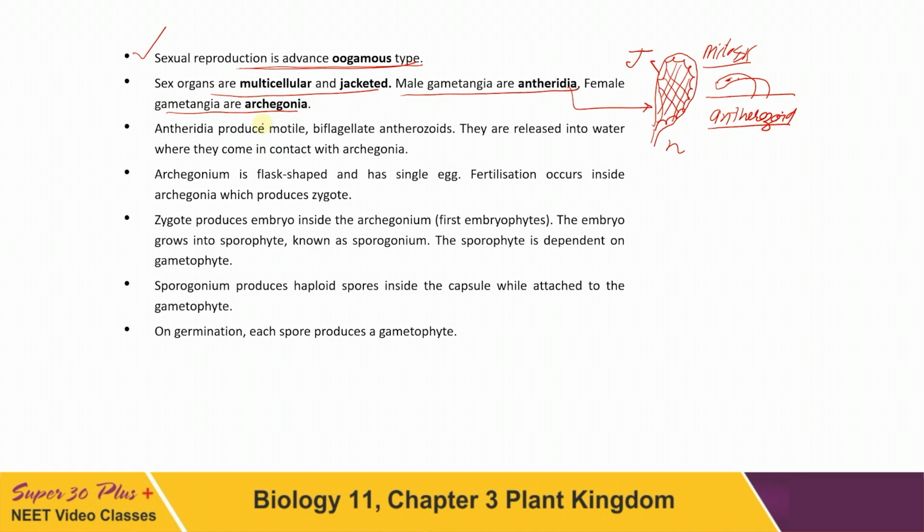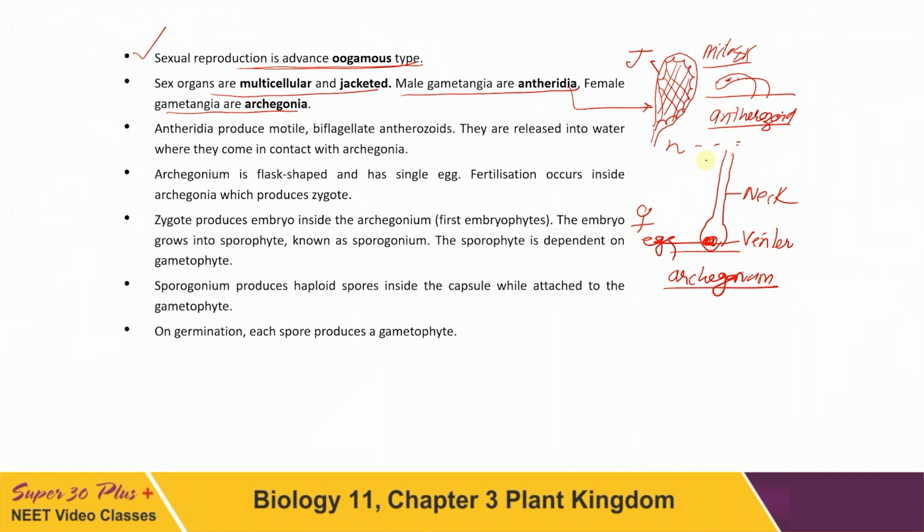Archegonia, this is the female reproductive organ. Archegonium is a flask-shaped structure. This swollen base is known as the venter, and this is known as the neck. In the venter lies the egg, the female gamete, inside the archegonium. That flask-shaped structure is the female sex organ, the archegonium, and this one is the egg, the female gamete.